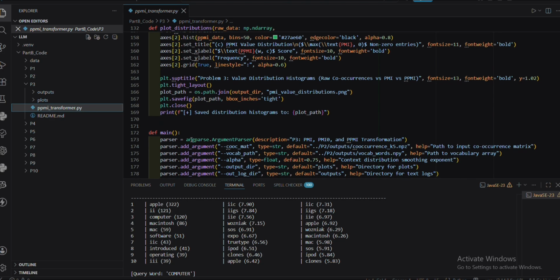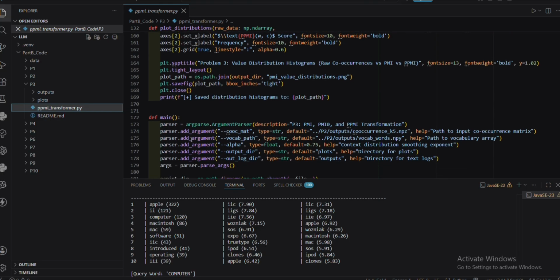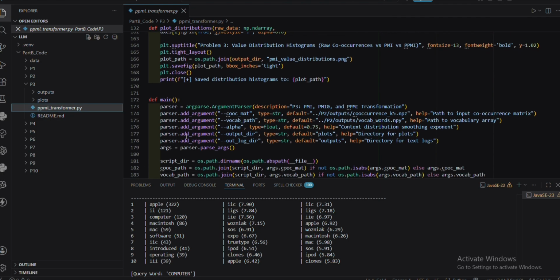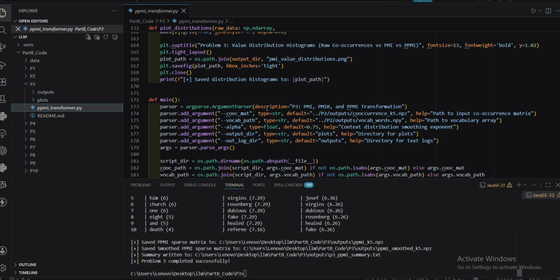To conclude, PMI measures the strength of association between the words, while PMI0 handles unobserved word pairs and PPMI keeps only the positive association. Therefore, this transformation converts the basic co-occurrence counts from Problem 2 into a more meaningful representation of word association and semantic representation, which can be useful for further word representation and embedding tasks.